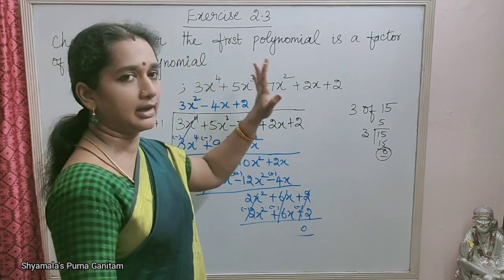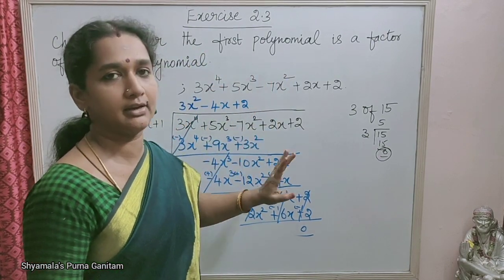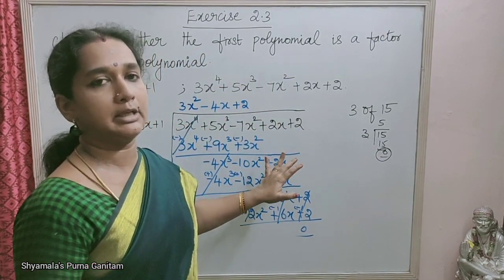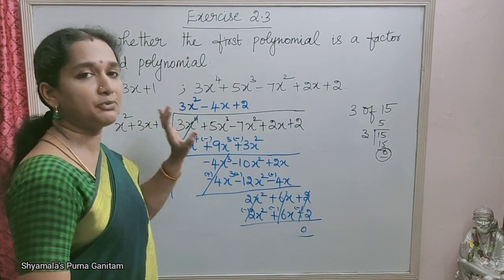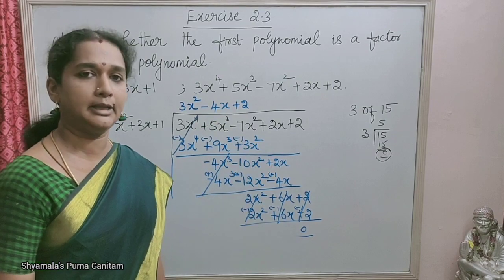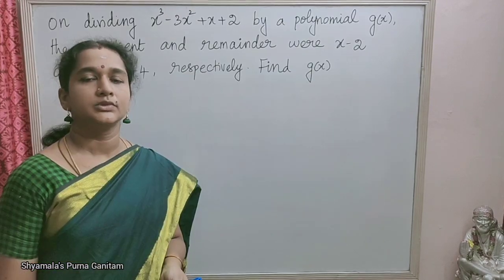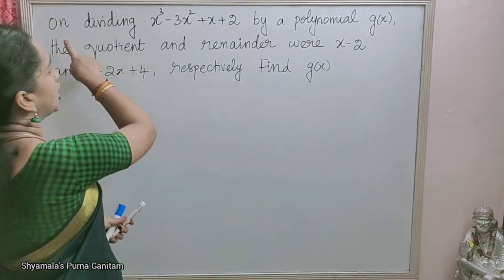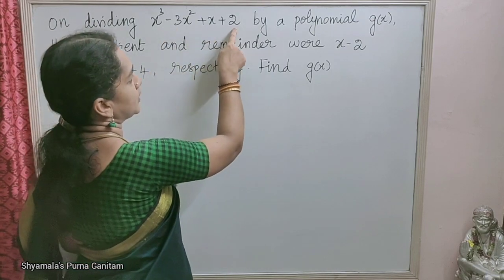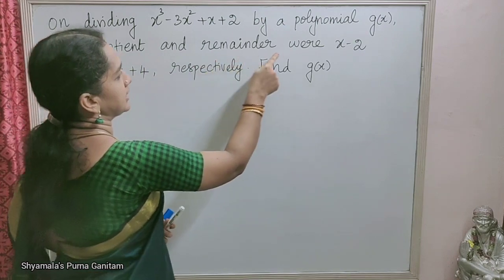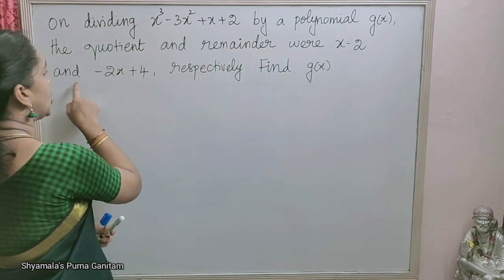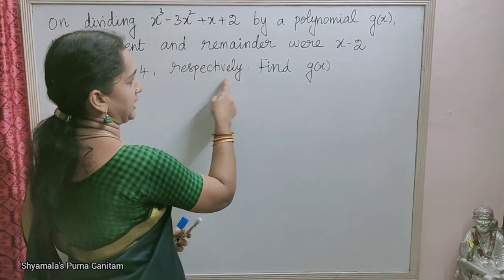That is the thing they are asking you to check. So we have checked that the given quadratic polynomial is a factor of the given biquadratic polynomial. So next sum is on dividing x cube minus 3x squared plus x plus 2 by a polynomial g of x. The quotient and remainder were x minus 2 and minus 2x plus 4 respectively.